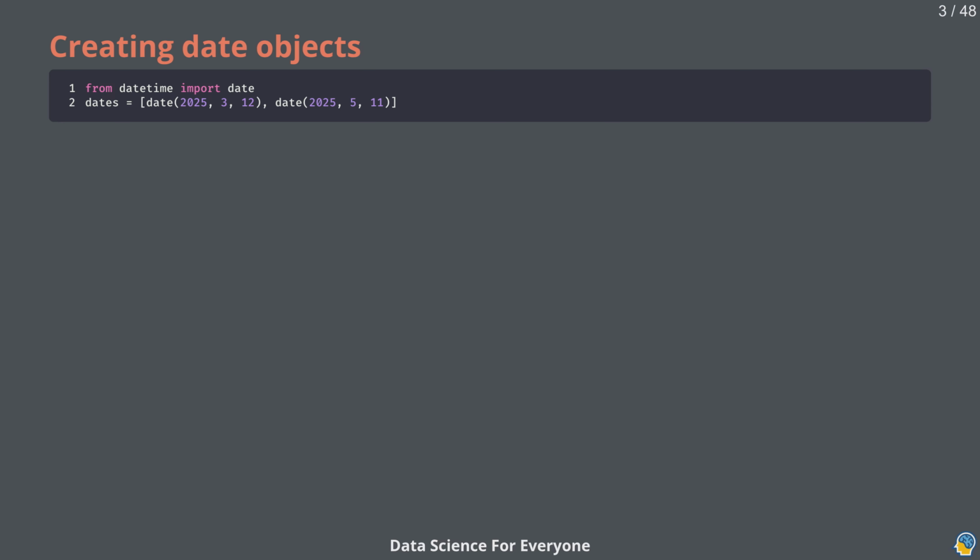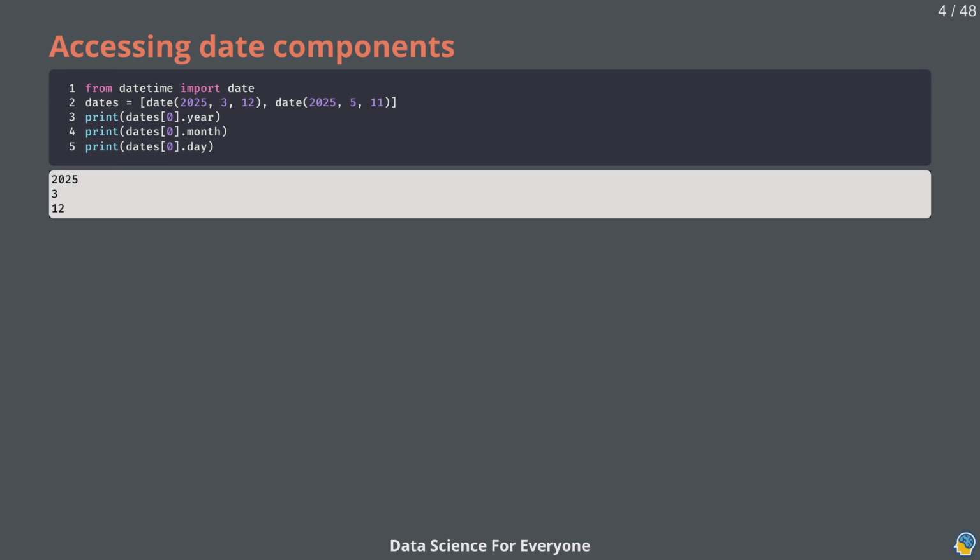We create a date using the date function. Let's create two dates by calling the date function. The date function takes three arguments: year, month, and day in that order. We have created two dates, March 12, 2025 and May 11, 2025. Later on, we'll see how to convert strings into dates, but for now, we'll stick to creating them manually or using pre-made lists.